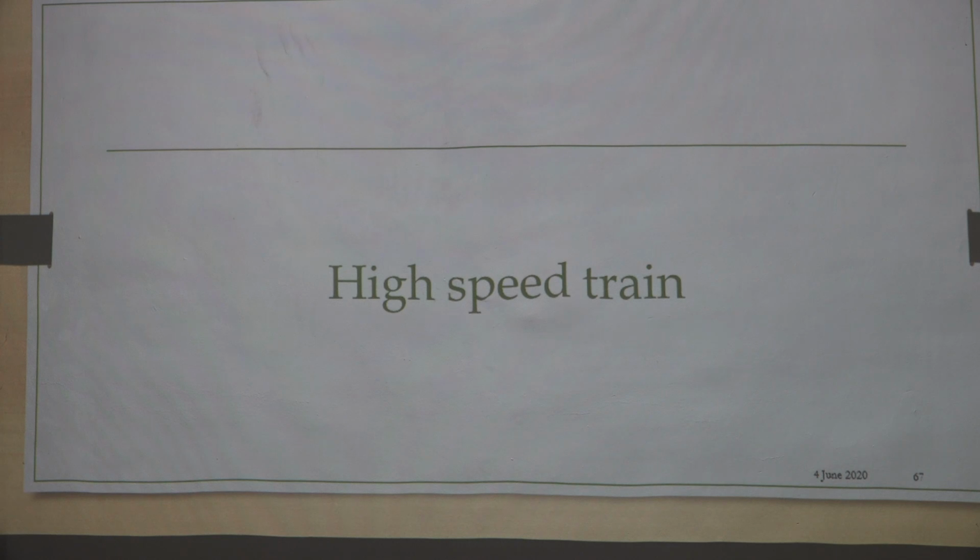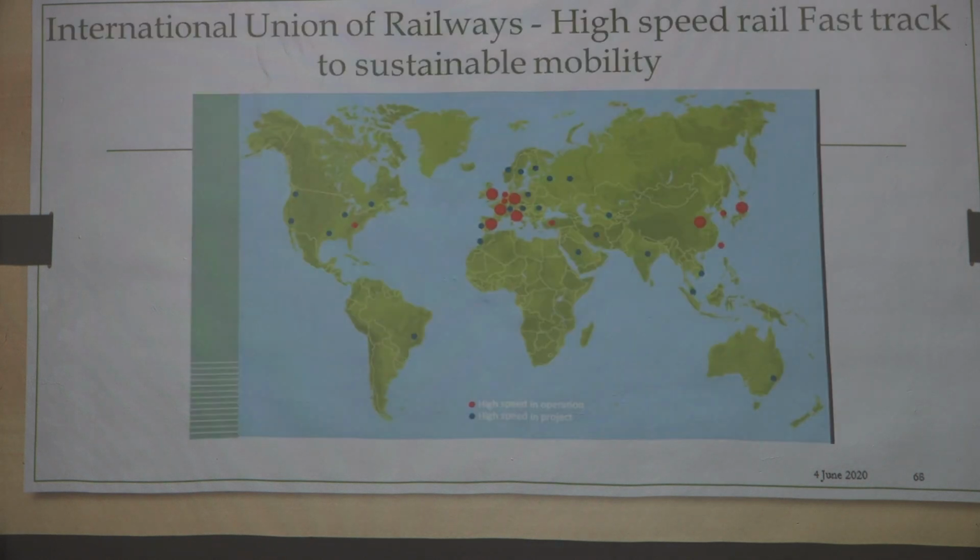Then I will talk about the high speed train for 10 minutes and we will stop. This is the International Union of Railways, on high speed, because the question was whether this bridge is good enough to use for the high speed train, or if the velocity of the train exceeds a certain limit, whether we can use the existing bridge or not. That was the concern of Indian Railways. This is the picture of the high speed train generally. The red dash shows the high speed train in operation.